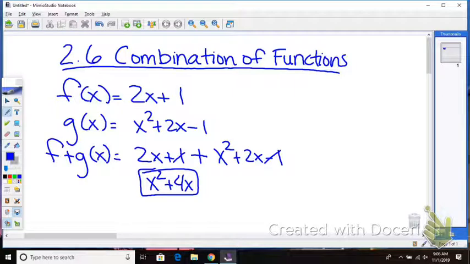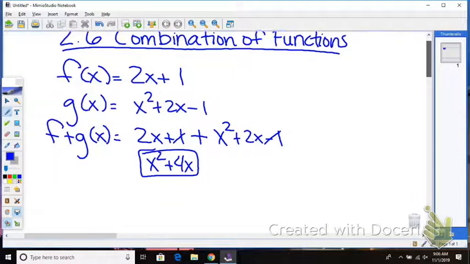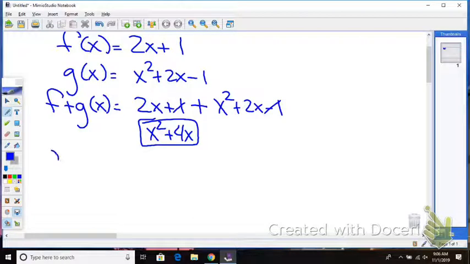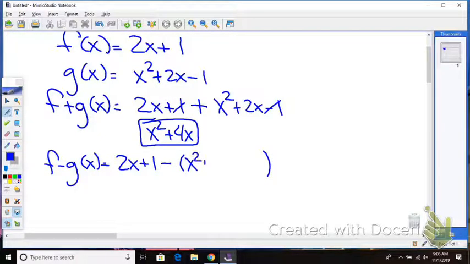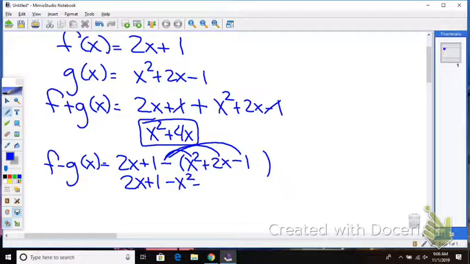Easy enough? Okay, so let's use the same example, but this time let's do f minus g. This one has one more step than the last one. So we're going to write down f, 2x plus 1, and then minus, I'm going to put that in parentheses. Why am I putting that in parentheses? Because you have to distribute your negative. So when you're subtracting, just make sure that you write it like this so that you can distribute your negative in. So I have 2x plus 1 minus x squared minus 2x plus 1. Everybody good with that?